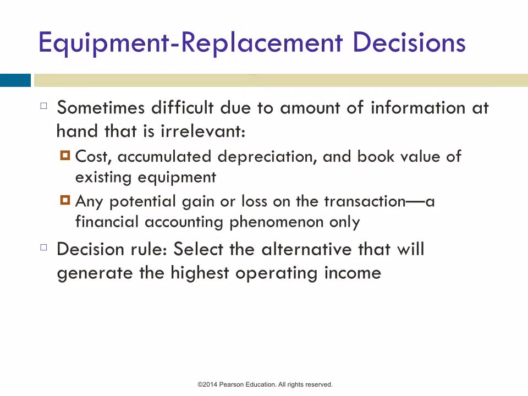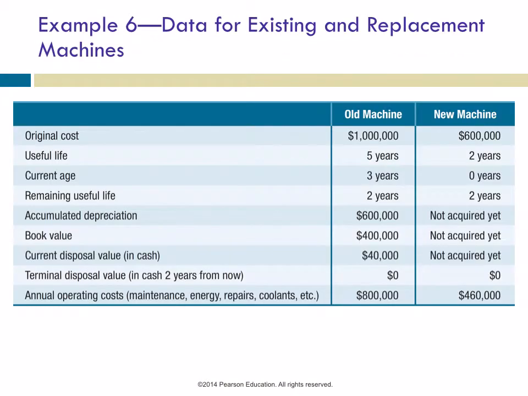All of that is just book gains and book losses. It's a financial accounting phenomenon only, which basically means, yes, it affects the books, but no, it shouldn't really be a factor that goes into your analysis for making equipment replacement decisions.